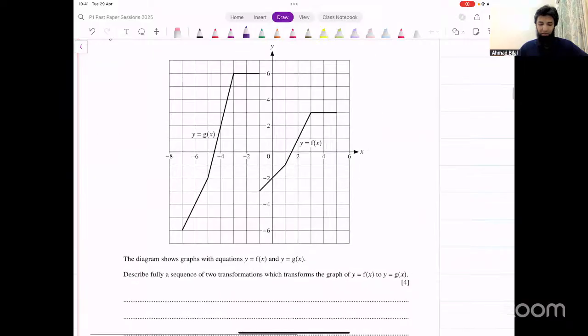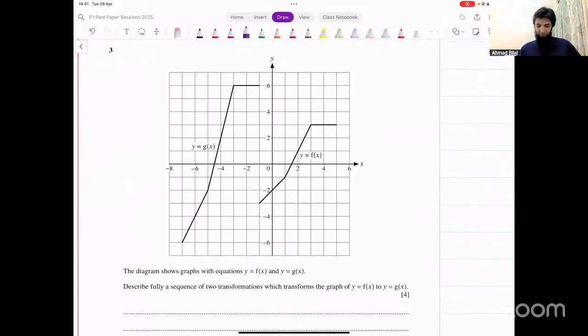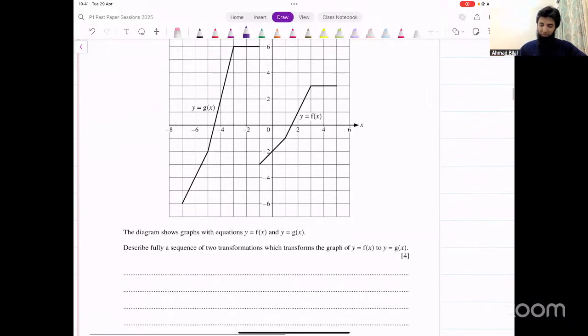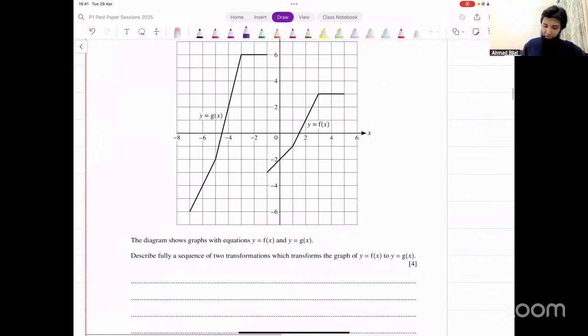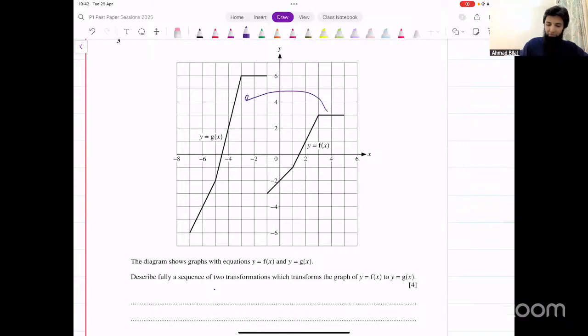Let's move on. Now it seems function transformations. We've done a very similar question like this before, almost the exact same shape. Let's think about this. The diagram shows graphs with these two equations. Describe fully a sequence of two transformations that transform the graph of y = f(x) to y = g(x). Now, remember what I told you about such functions? What's the first thing that you have to think about? What's the stretch? When you have to identify transformation, first of all, look for stretch.